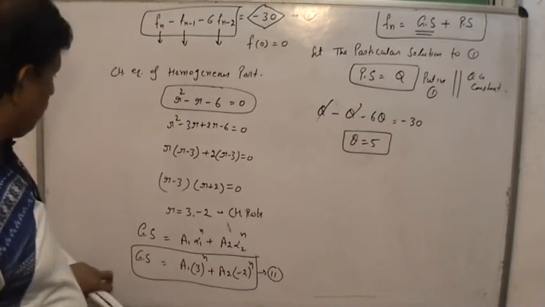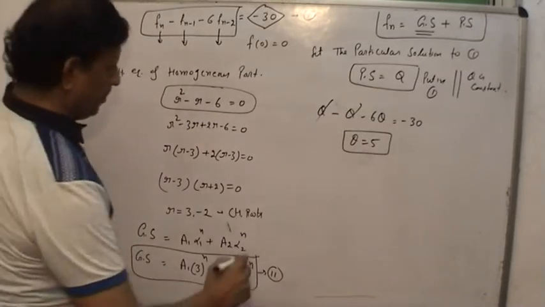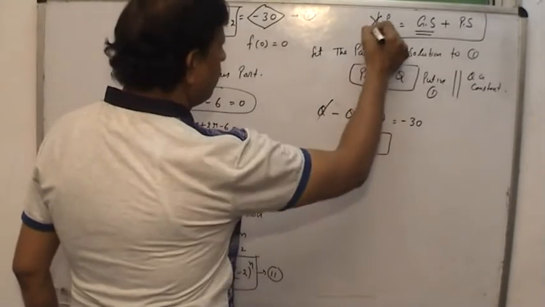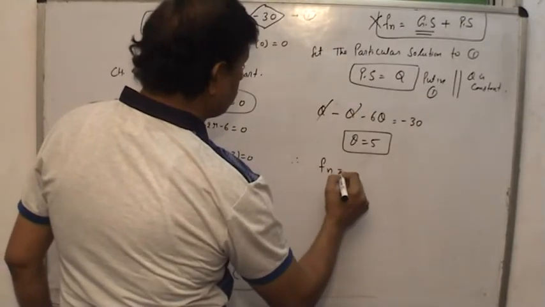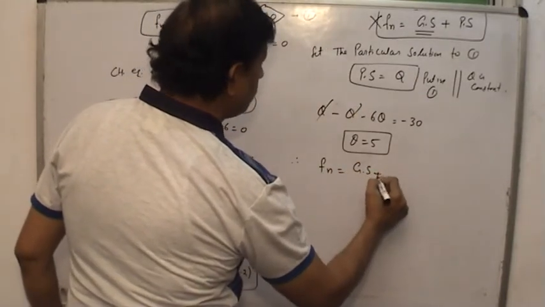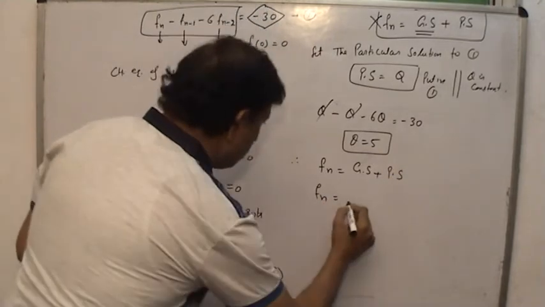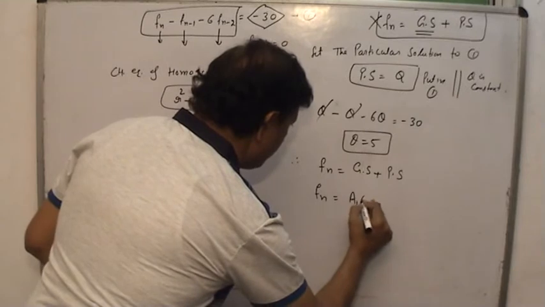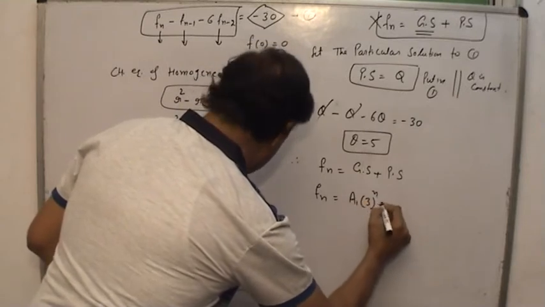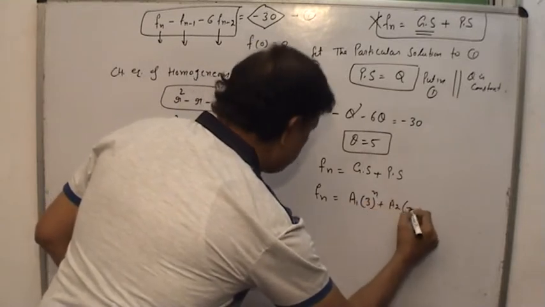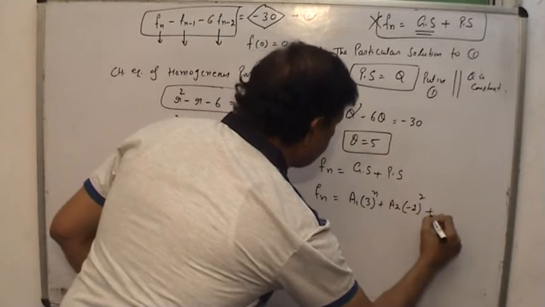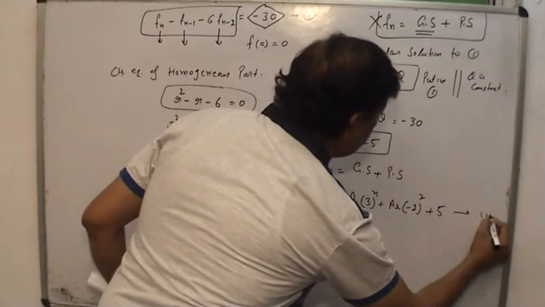Then we say what is the final solution. Therefore, here is the final solution: Fn is equal to general solution plus particular solution. That is, Fn is equal to A1 into 3 raised to the power n plus A2 into minus 2 raised to the power n plus 5. Take it as number 3.